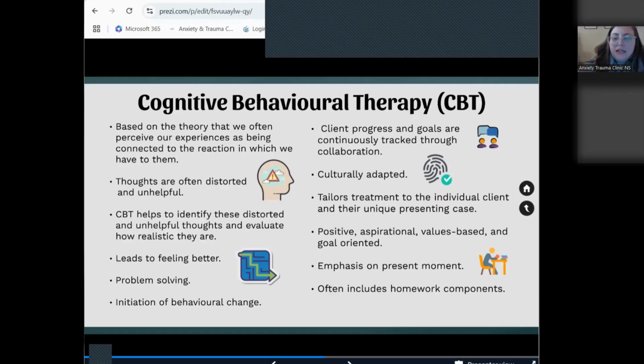So there are some tenets of good CBT. First one, CBT continuously monitors client progress and goals through collaboration between client and therapist. Collaboration is so important.